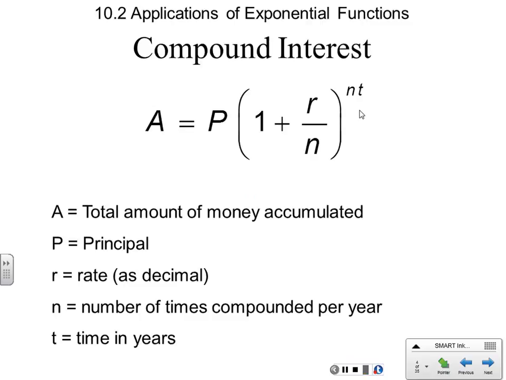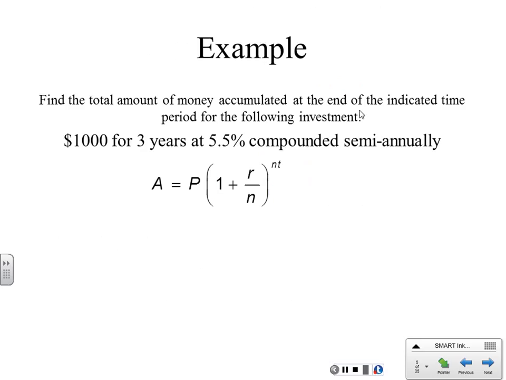So yeah, let's go here. It says find the total amount of money accumulated at the end of the indicated time period for the following investment. We're going to invest $1,000 for 3 years at 5.5% compounded semi-annually. Okay? So my principal is going to be this $1,000.